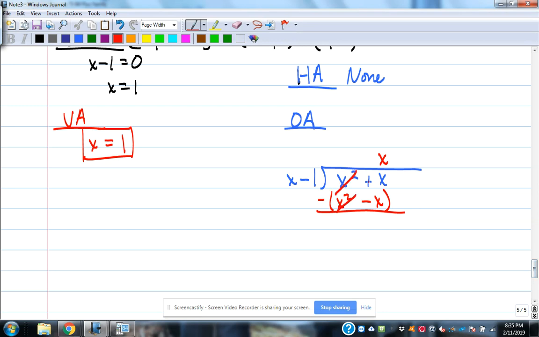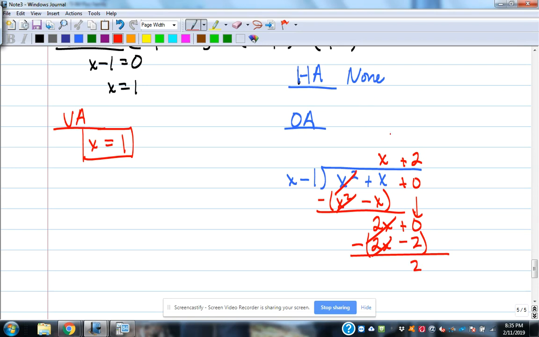The x squareds go away. x minus negative x is 2x. Technically, there's a plus 0 that comes down there. What times x gives me 2x? Do I need another x? No, I just need a plus 2. And then that'll give me 2x minus 2, and I subtract. These cancel. Doesn't really matter what's happening here.